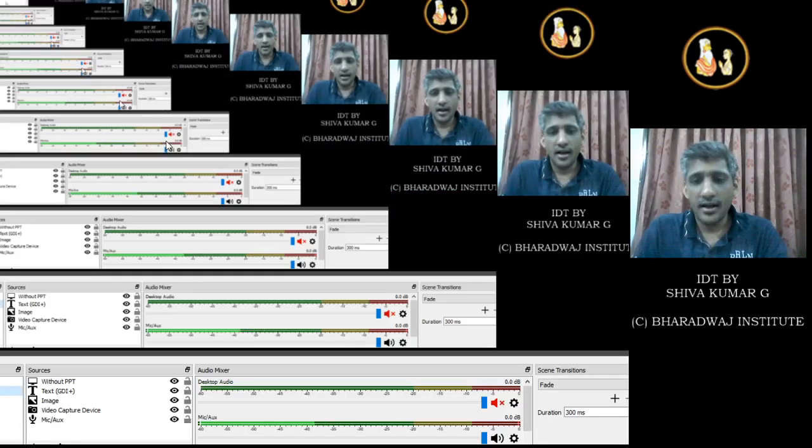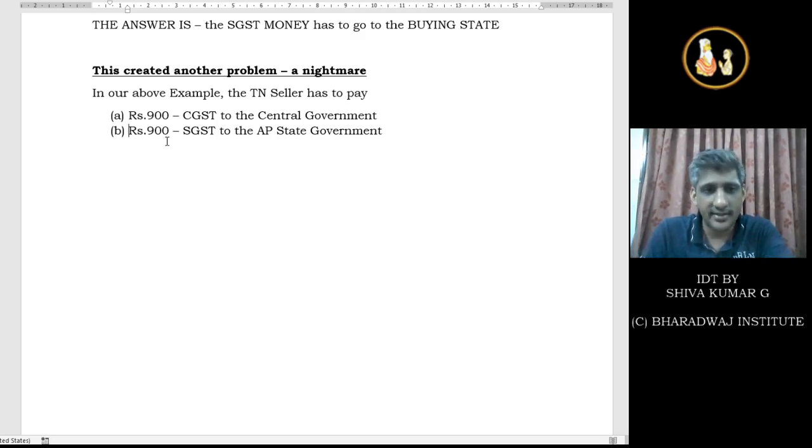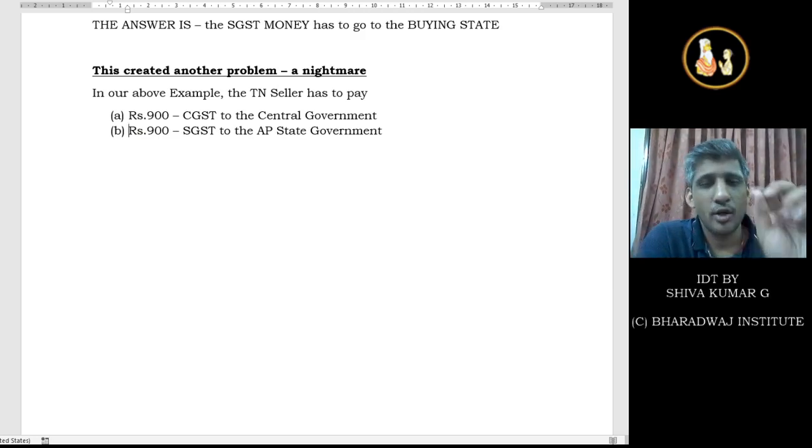That tax officer has to come to me and ask, hey Shiva, pay the 900 rupees tax. Who is coming to me? The Tamil Nadu officer has to come to me and ask, pay me 900 rupees tax. What will I answer? I will say, sir, you ask for Tamil Nadu government tax. Andhra government tax and all you don't ask. I will not pay it.